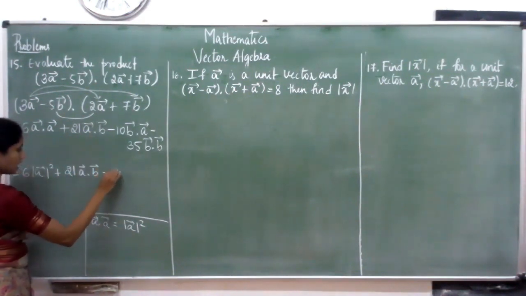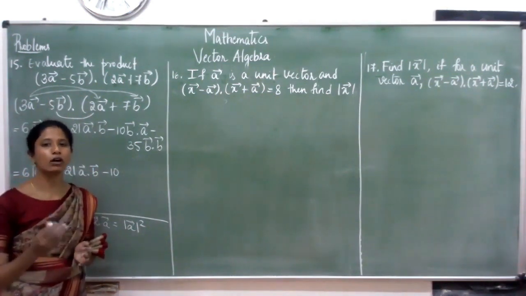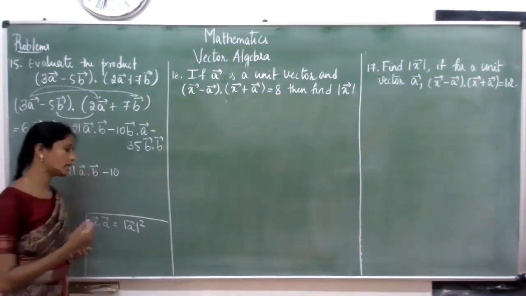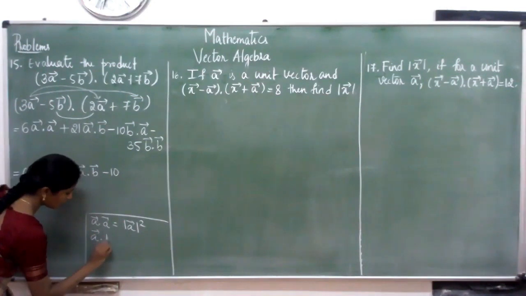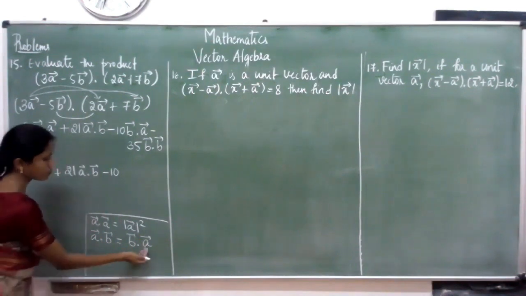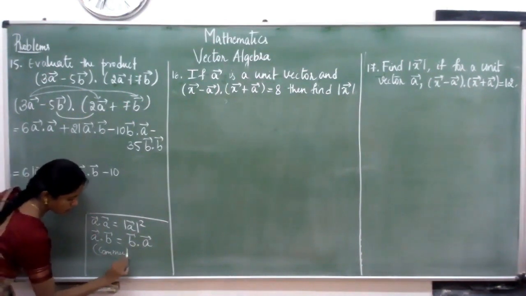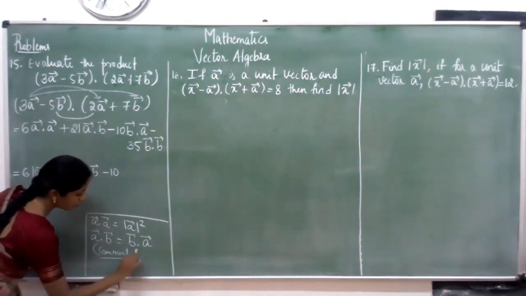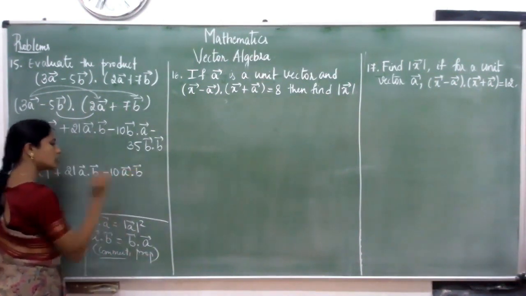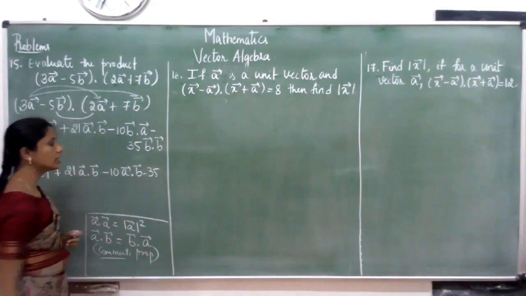So minus 10. Vector B dot vector A can also be written as vector A dot vector B, as the dot product between the two vectors is commutative. So you can easily write vector A dot vector B as vector B dot vector A. Same way, vector B dot vector A can also be written as vector A dot vector B, because dot product holds commutative property. Then you have minus 35.